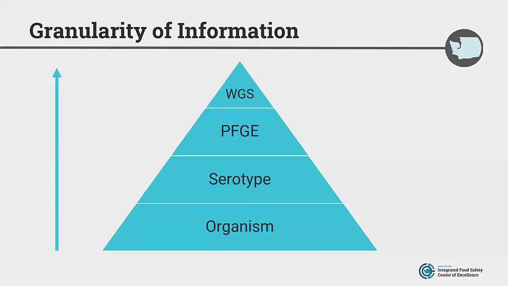So the granularity of information that you can gain goes on a pyramid like this. If we know at the base organism level that we're dealing with Salmonella, that gives us one piece of information. If we know the serotype, that it's a Salmonella enteritidis, that gives us a little bit more. The PFGE pattern gives more discrimination, and then the sequencing information at the top of the pyramid gives us the most detailed and granular level of information.